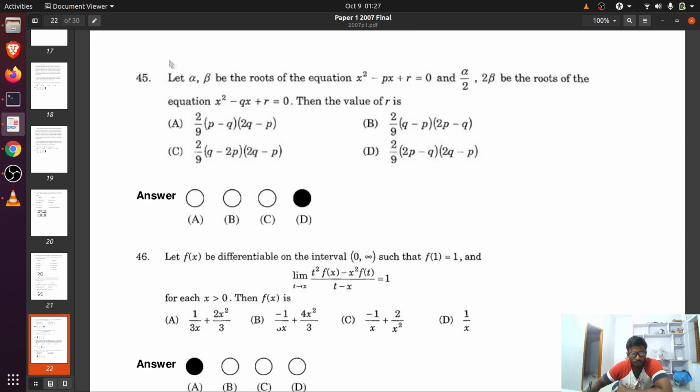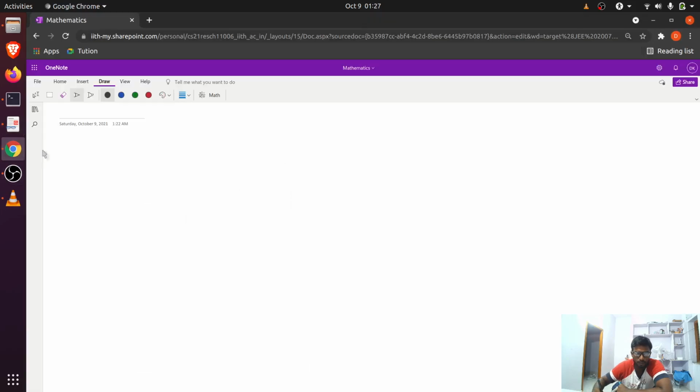In this 2007 paper, the mathematics begins from question number 45. We are given that alpha and beta are the roots of the equation x square minus px plus r is equal to 0, and alpha by 2 and 2 beta are the roots of the equation x square minus qx plus r is equal to 0. Our task is to express r in terms of p and q. Solve it.